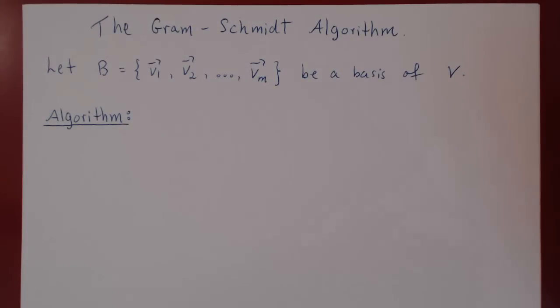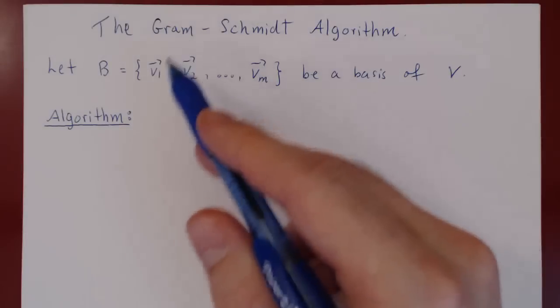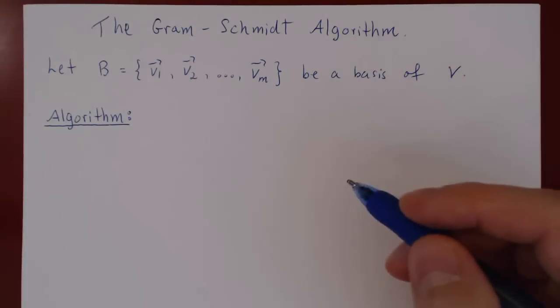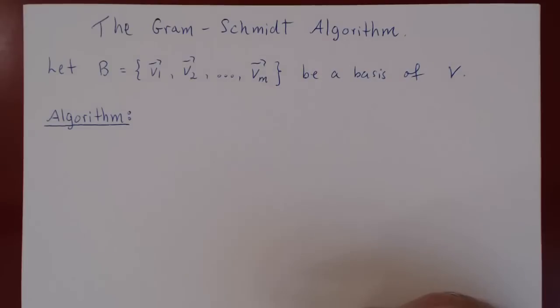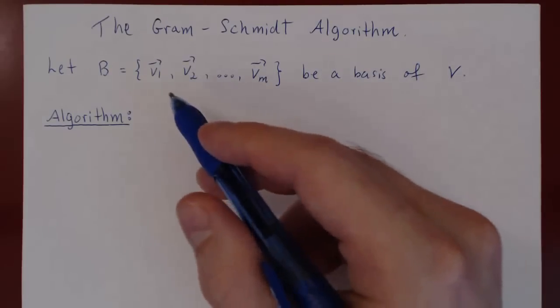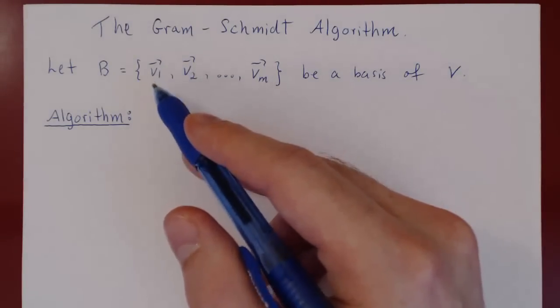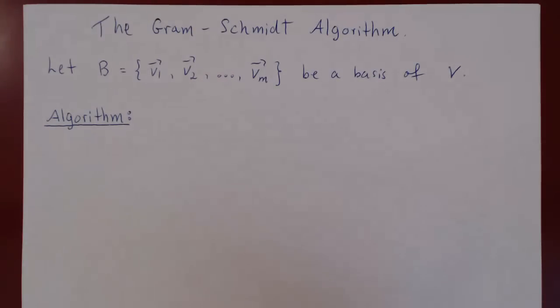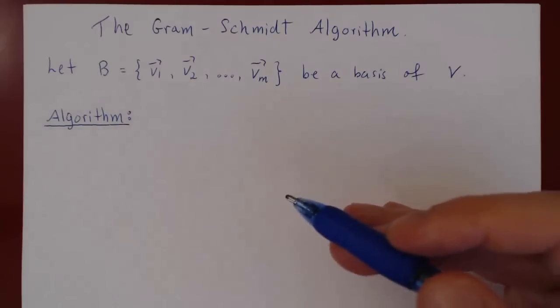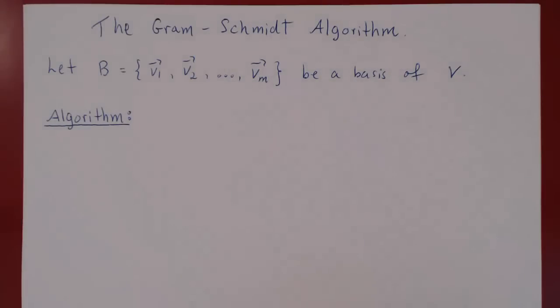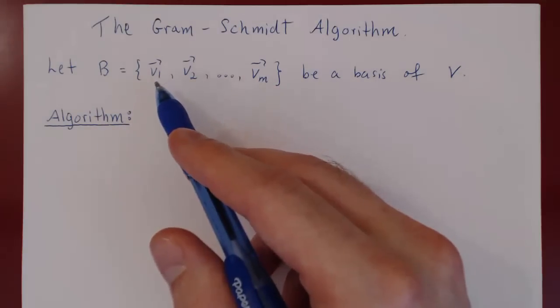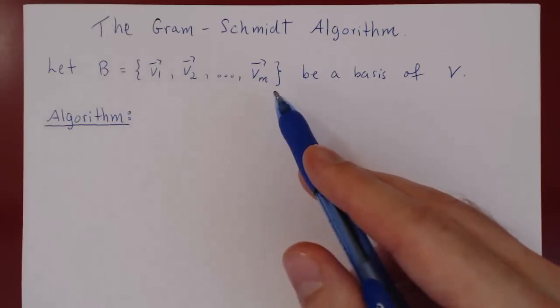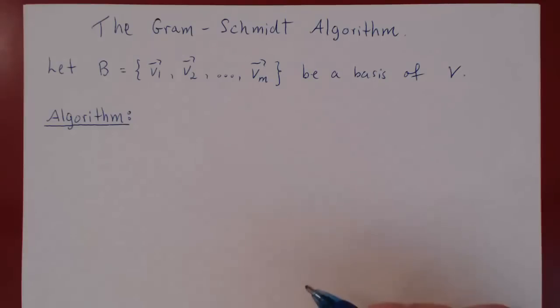Again, the power of this algorithm is it allows you to transform any basis of a space of vectors to an orthogonal basis. So the original basis consists of the vectors v1, v2 up to vm. We will call the new basis vectors u1, u2 up to um. And again, an algorithm is simply a procedure, a sequence of a finite number of steps that gives a desired result. And here the desired result is transforming the basis B into one that is orthogonal.